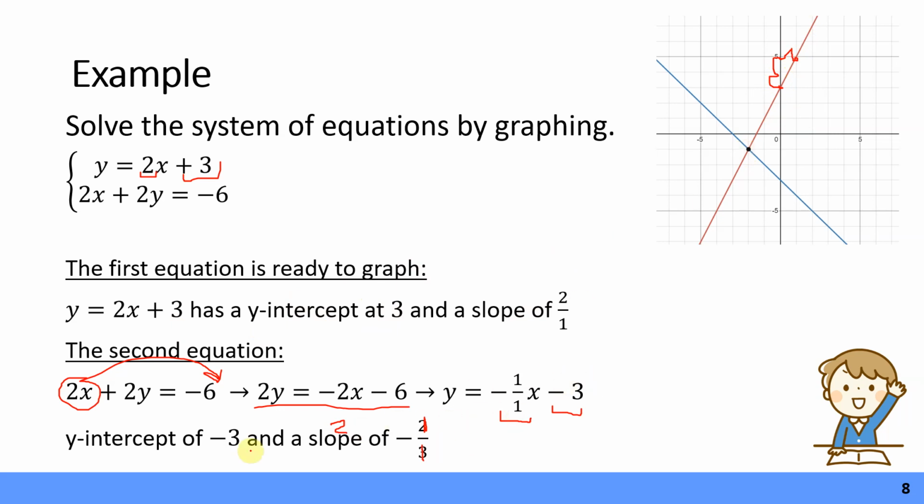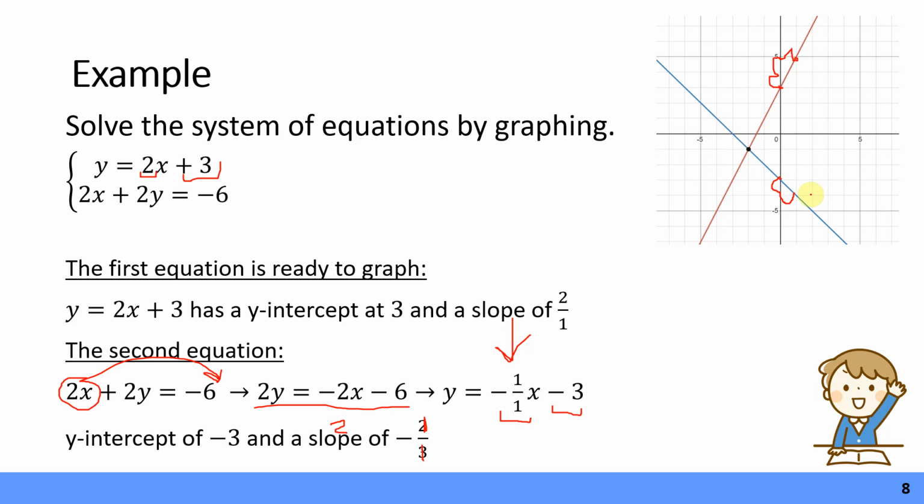Now for the bottom one, I have a y-intercept of negative 3, so I start at negative 3. And I have a slope of negative 1 over 1, right from here. So that means I'm going to drop 1, right, because of the negative, and then I'm going to run 1 because of the positive 1. I connect those lines and I create the blue line. And that's pretty much it.